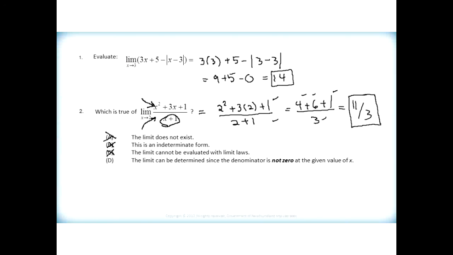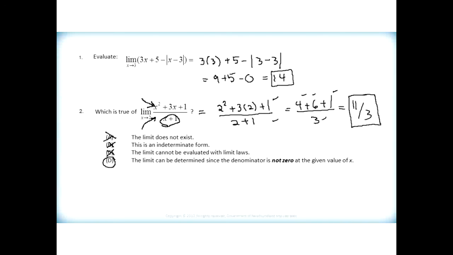Let's see if we can understand it. The last one here says the limit can be determined. Okay, so that's a good thing. Since the denominator is not 0 at the given value of x. And that's absolutely correct. Since the denominator is not 0, the direct substitution property will work. Everybody's happy. We're off to the races, and we're done.